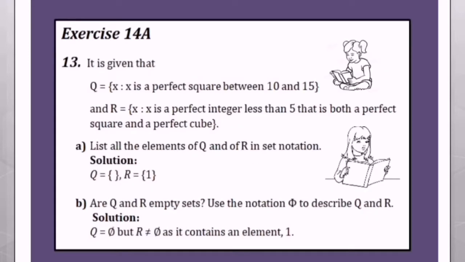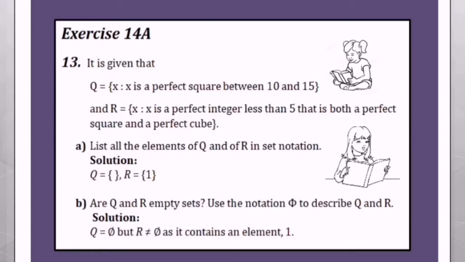Question number 13. It is given that Q is equal to x such that x is a perfect square between 10 and 15, and R is equal to x such that x is an integer less than 5 that is both a perfect square and a perfect cube. The first part is to list all the elements of Q and R in set notation. The solution is Q is equal to the empty set and R is equal to one element, that is 1.